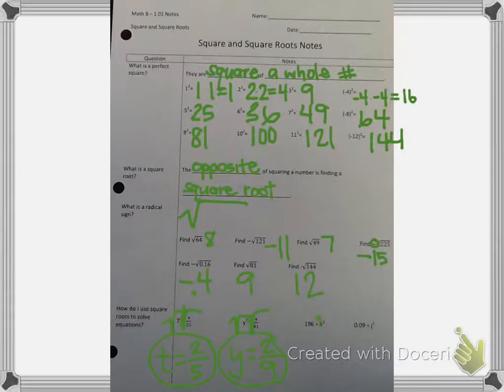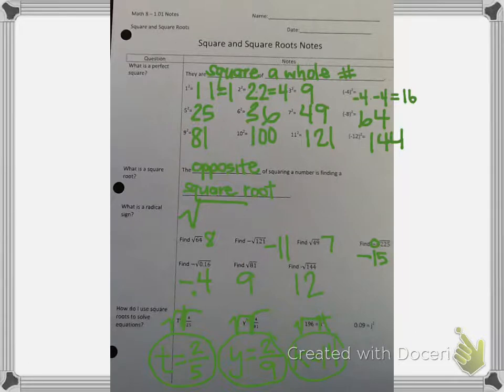K squared, I square root it to get rid of the squared, so that I just have k. And the square root of 196 is 14. So I take the square root of both sides, and I get 14.